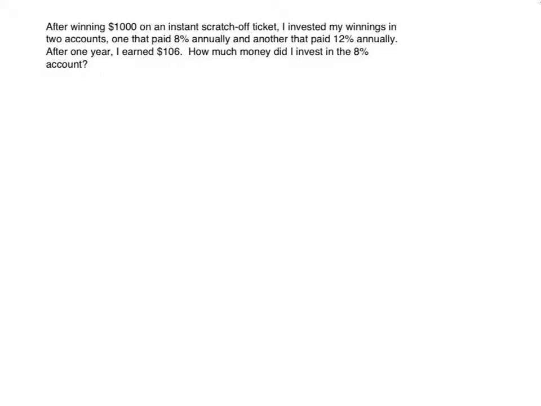With this word problem, we know we will be using the formula that principal times rate times time equals interest. So what is principal? Our principal in this case is $1,000. That's the initial amount of money that we're starting with. And this $1,000 is being split into two different accounts with two different rates. One that pays 8% annually, the other that pays 12% annually. That annually idea is our time. So our time is going to be 1 year in this case.